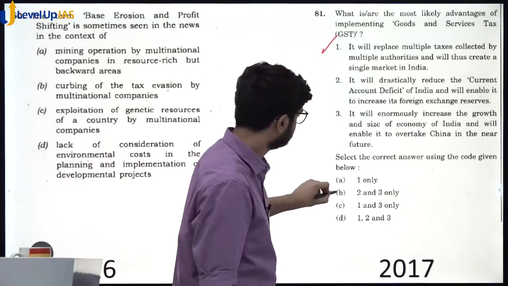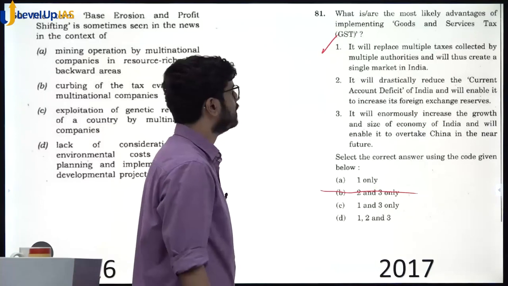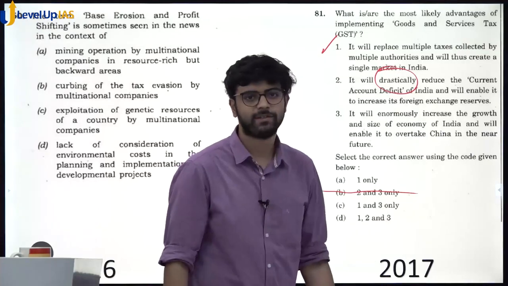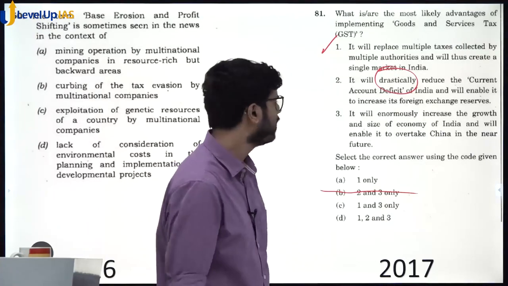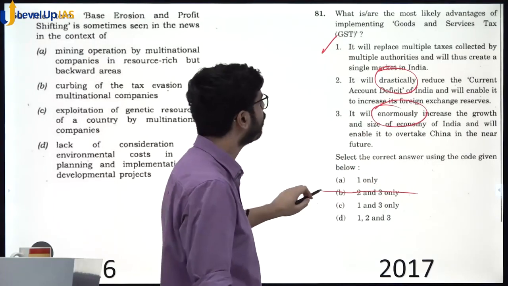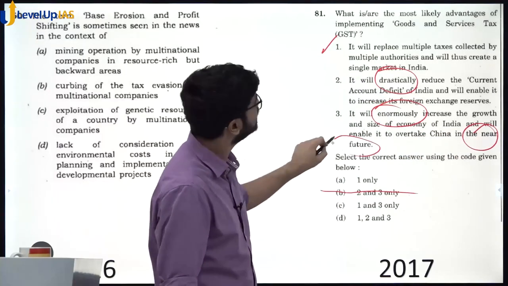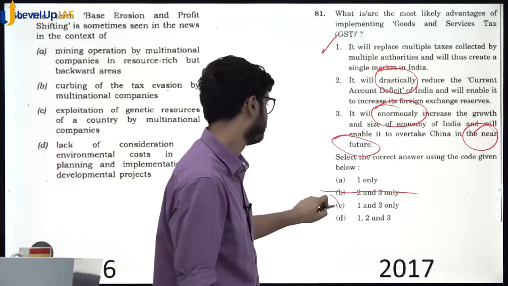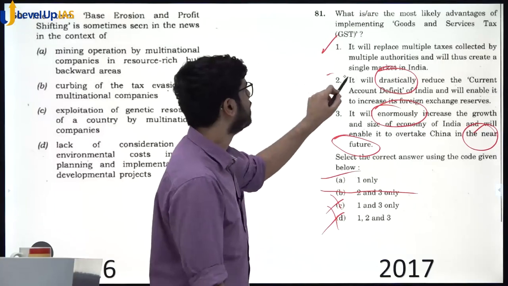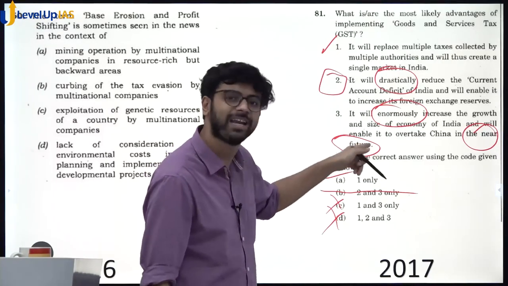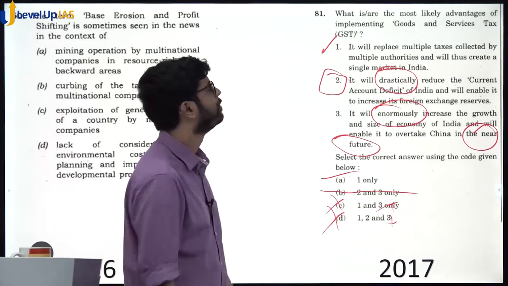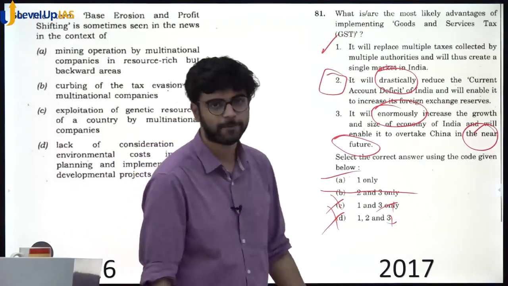इससे क्या होता है? Drastically reduce the current account deficit and enable to increase in foreign exchange reserves. Drastically reduce हो जाएगा. Is it possible? Not possible. It will enormously increase the growth and size of economy and enable it to overtake China in the near future. Oh, GST ki wajah se, all these things will happen. Simple. Okay, chalo. Even if you don't know second, you don't know current account deficit, this is wrong. This is very absurd statement. Three gone. Answer is one only. Very easy question. They could have made this difficult, but very easy question. See, kitna easy question hai.